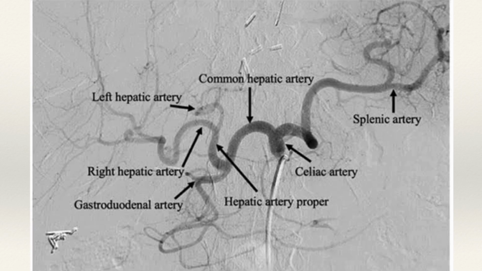First, let's talk about the anatomy. This is the celiac artery, the main trunk, which divides into the common hepatic artery, splenic artery, and the left gastric artery, which is not shown here. The common hepatic artery further divides into the hepatic artery proper and the gastroduodenal artery. The hepatic artery proper further divides into the right and left hepatic arteries.